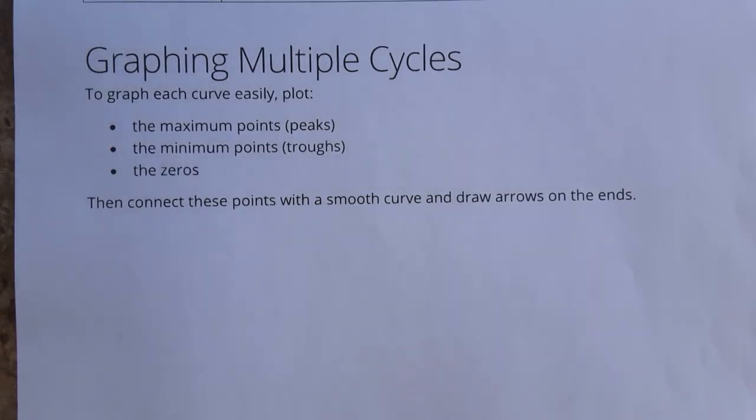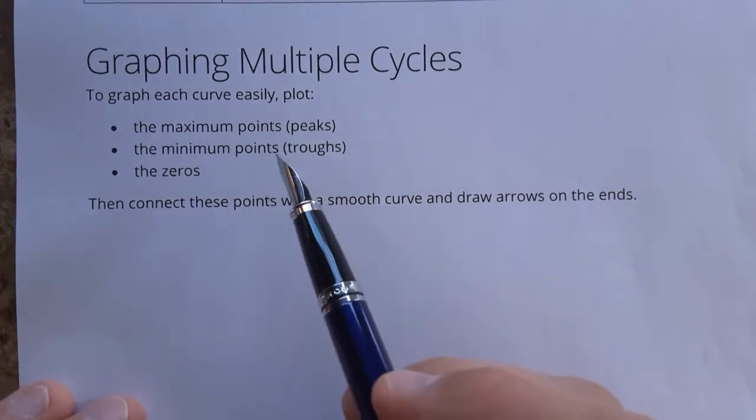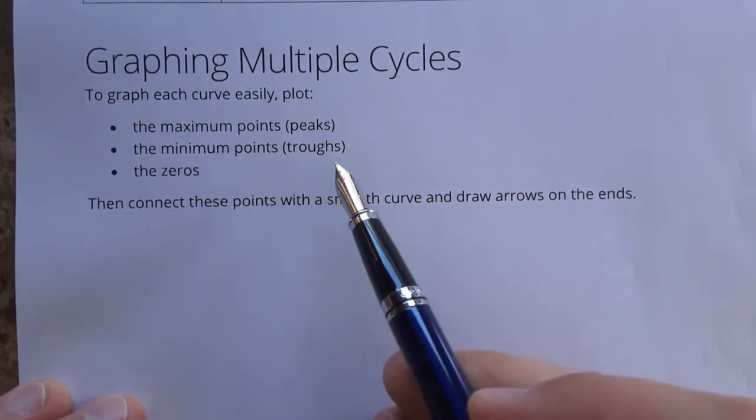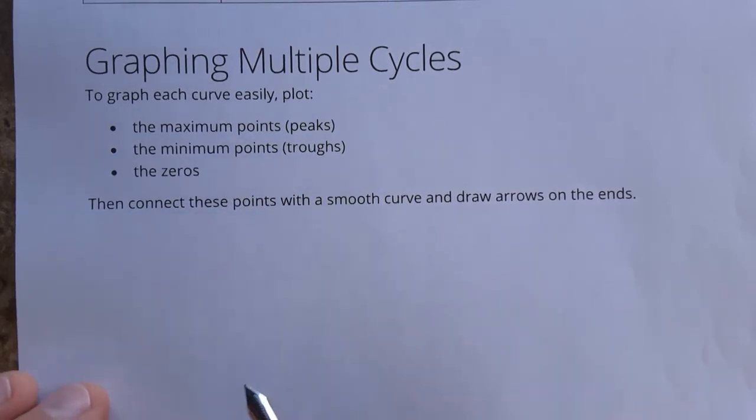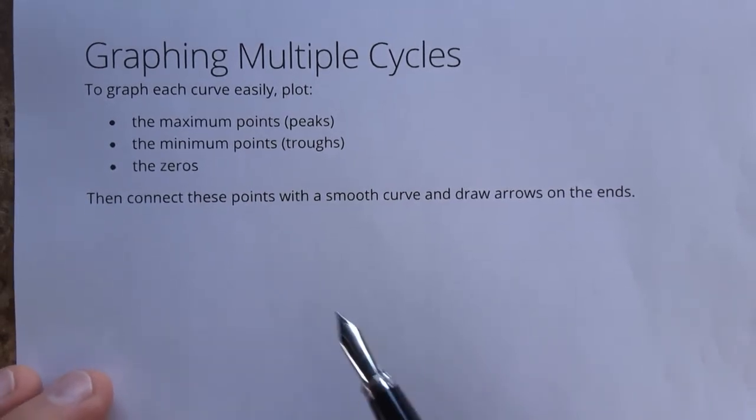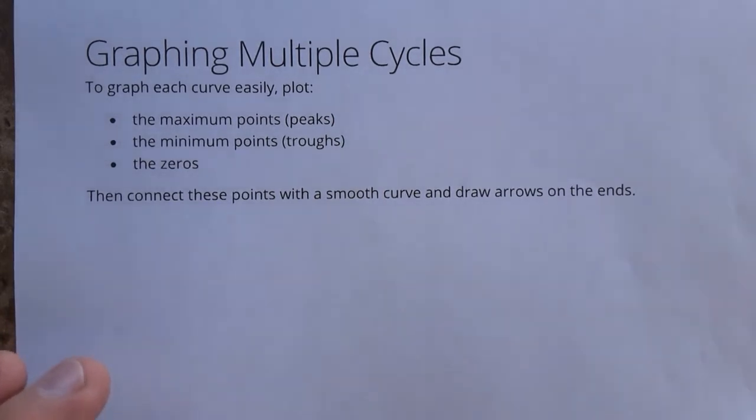Alright, let's learn how to graph multiple cycles in a row. And to graph each curve easily, you should plot the maximum points, the peaks, the minimum points or the troughs, and then the zeros. That's how we do it when these are in their sort of basic position. We'll learn later how to graph these when they're not in their regular spots, when they've been transformed. And after that, you just connect the points with a smooth curve.